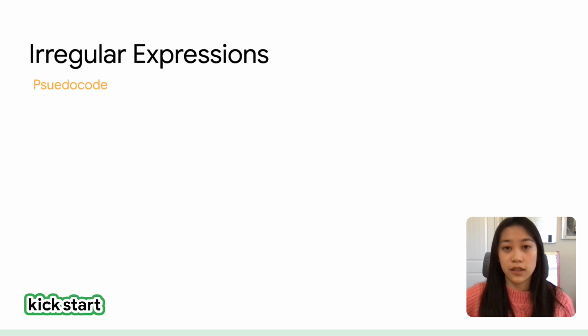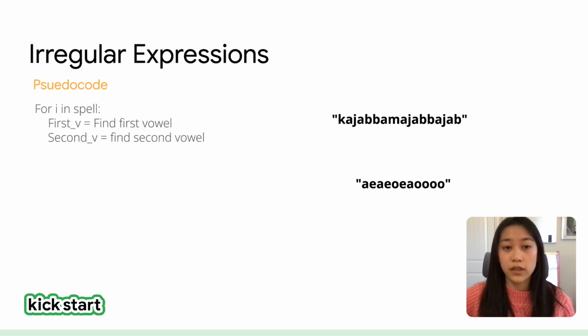Now let's go through the pseudocode. Because there may be random letters before the spell itself, we need to iterate through the string. We first find the first and second vowels. We set the start word as a substring from the first vowel to the second vowel inclusive. We can see this in the two examples, where the start word is highlighted in green.